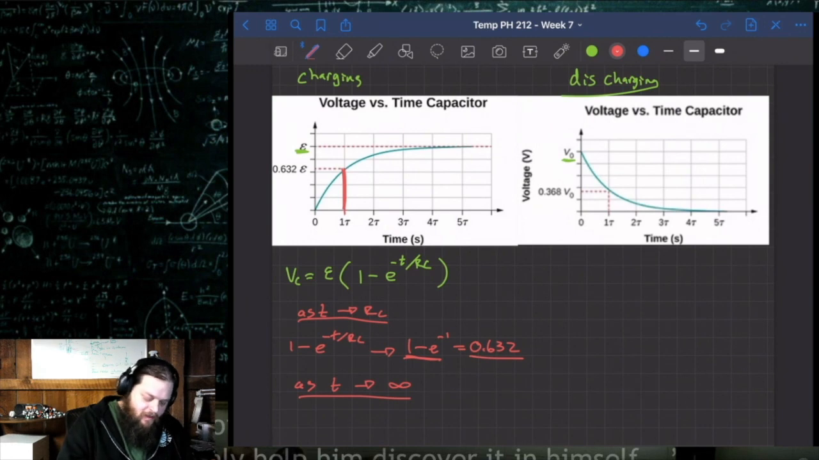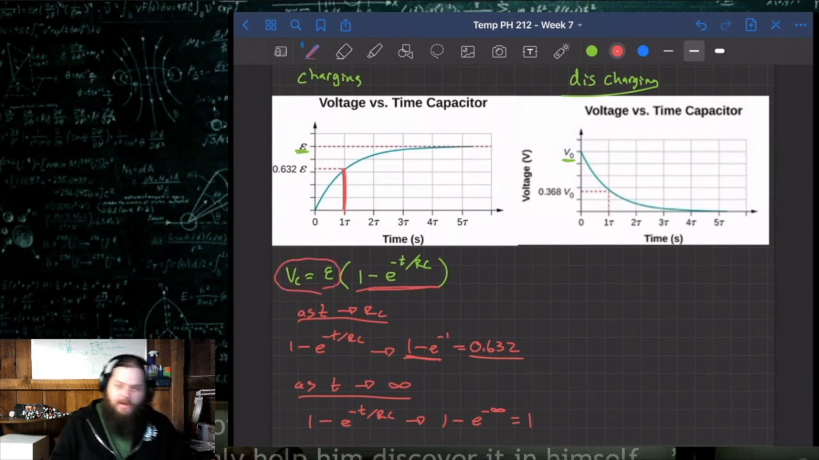We can see that 1 minus e to the negative t over RC is going to approach 1 minus e to the negative infinity, which is equal to 1 minus 0, so that's just 1. So this whole term becomes 1, and the voltage on the capacitor ends up being just what the EMF voltage is when it's fully charged.